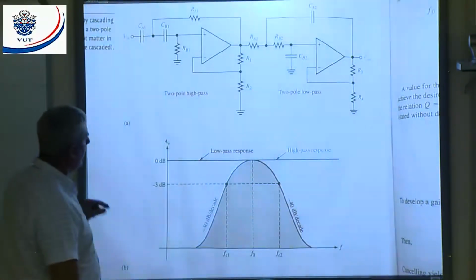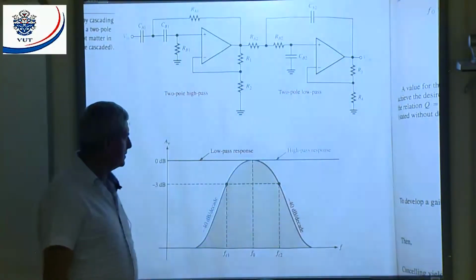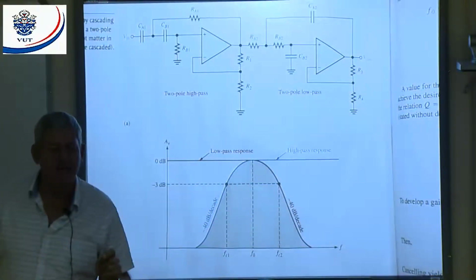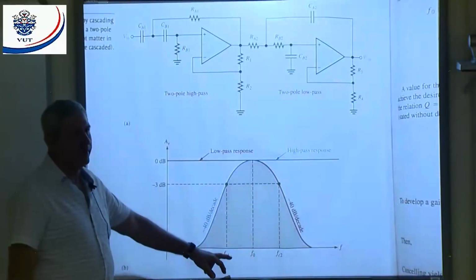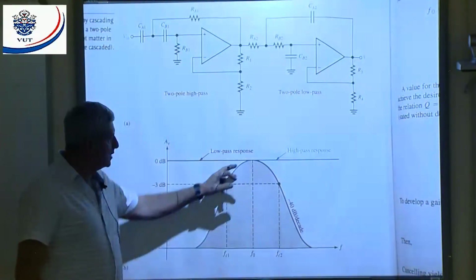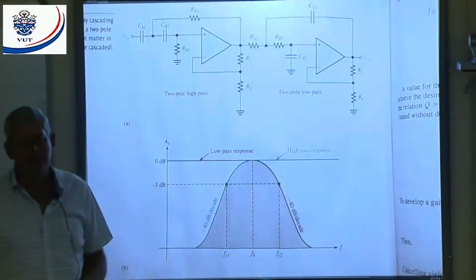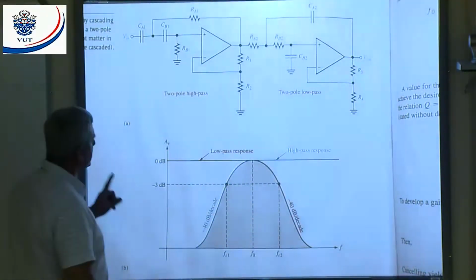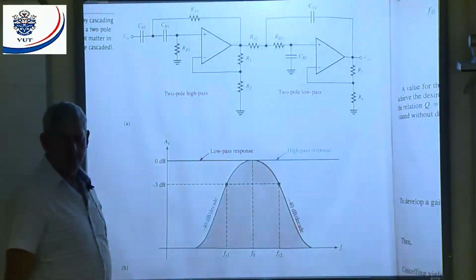If I look at my high-pass filter response, the blue response, that is my high pass filter response. That means the critical frequency for the high pass filter. Remember, the critical frequency for a high pass filter is FC1, because that is the response of the high pass filter. That means FC1 is for the high pass filter, not FC2. Normally you think high frequency, you're going to use FC2. Please remember, the critical frequency for my high pass filter is FC1.